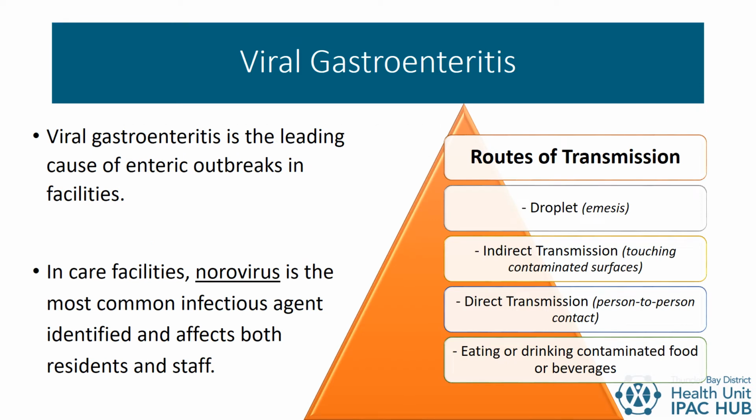Viral gastroenteritis, as opposed to bacterial infections, is the leading cause of enteric outbreaks in most facilities, especially during the winter months when community incidence is also high. In care facilities, norovirus is the most common infectious agent identified and affects both residents and staff. The routes of transmission of norovirus and other viral bugs are through droplets, so emesis or vomiting, direct or indirect transmission, and eating or drinking contaminated food or beverages.